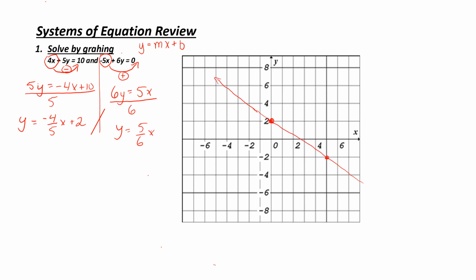You should use a straight edge, although I can't because I can't use it on my tablet. So what does that give me? y equals negative 4 over 5x plus 2. Don't forget to always label your equations. My second equation has no constant. So what does that mean? That means that my y-intercept has to be 0.